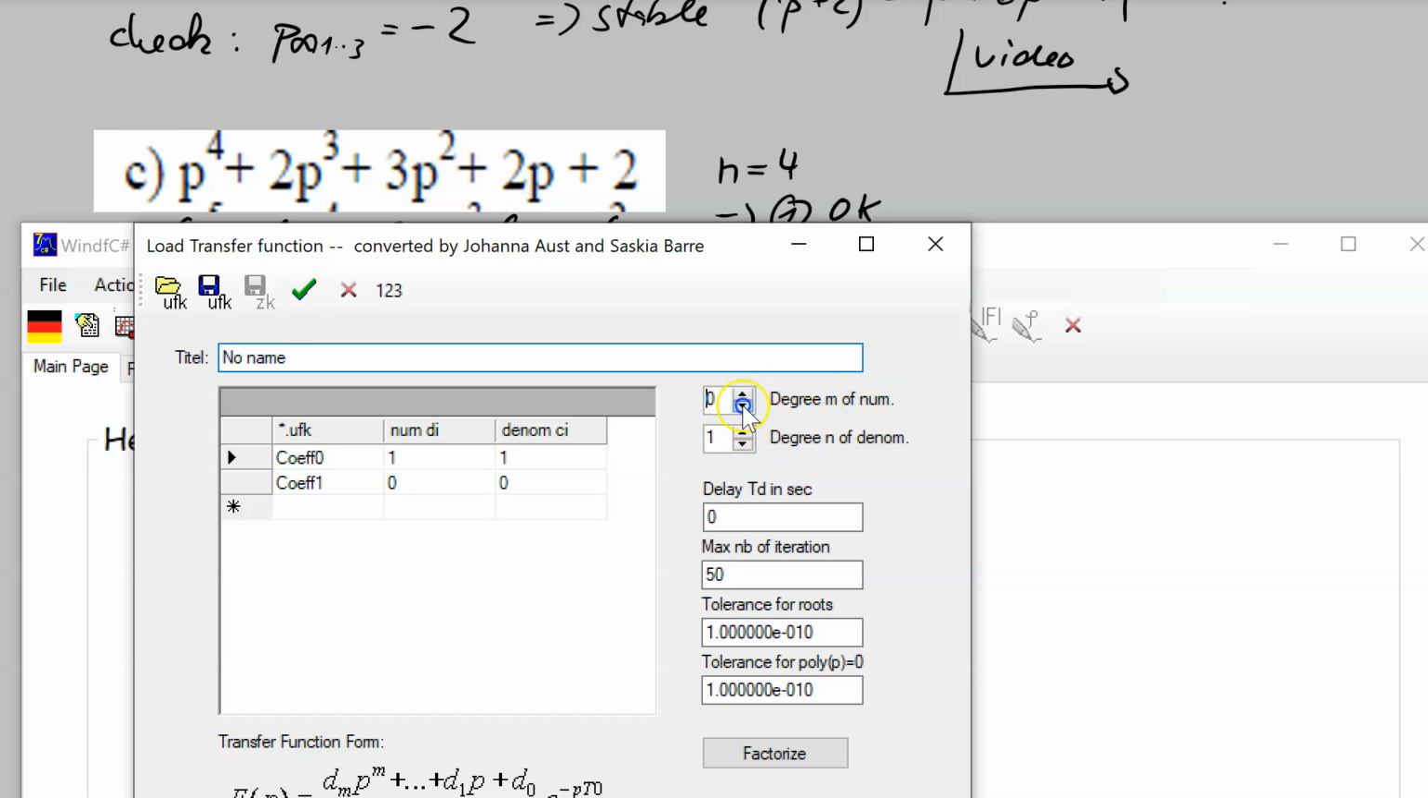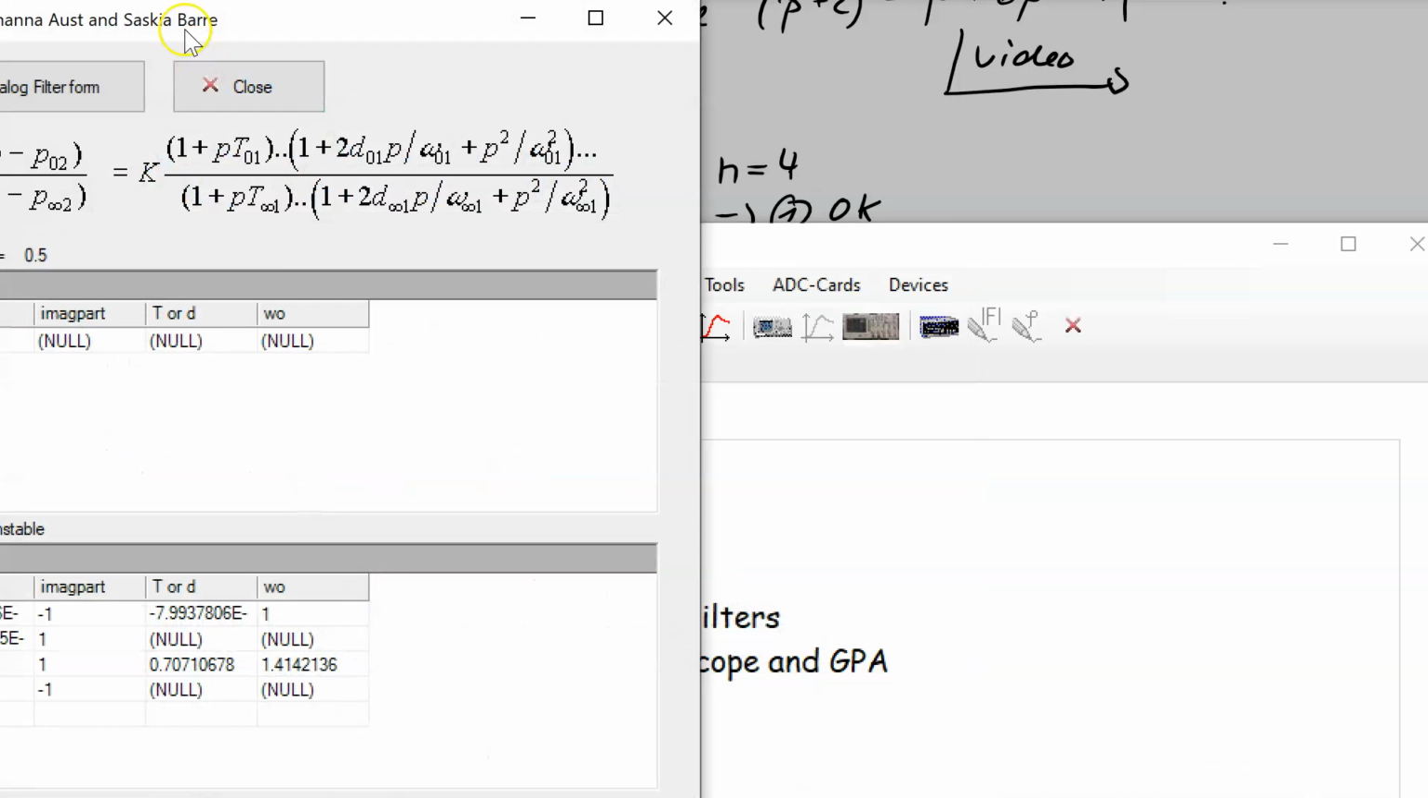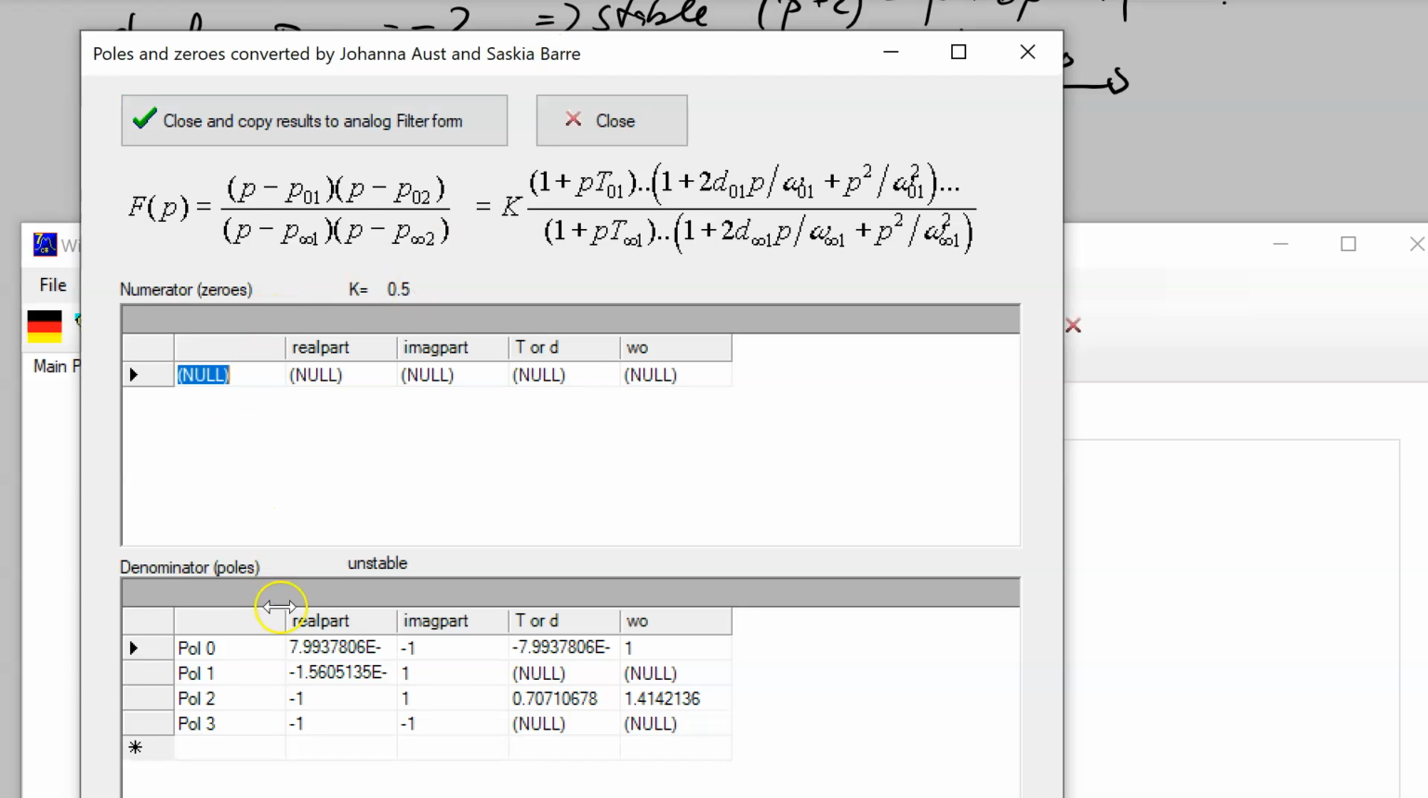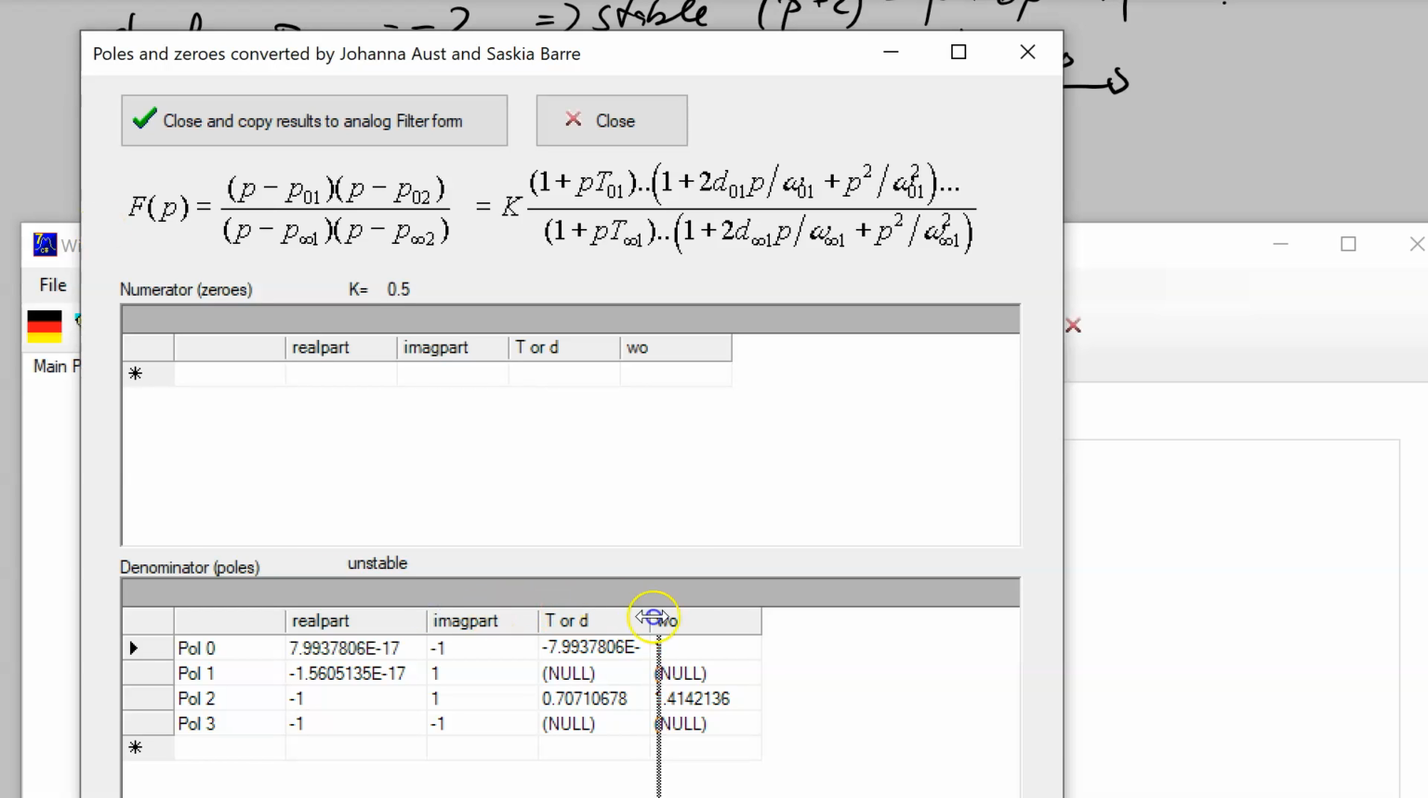So the numerator degree is 0 and the denominator degree is 4, and the denominator coefficients starting with C0 are now 2, 3, 2, 2, and 1. So if we type this in, we click to factorize, we get the information that the poles here, I should make them a little bit larger, poles are 0 and -1 plus 1, -1 minus 1.